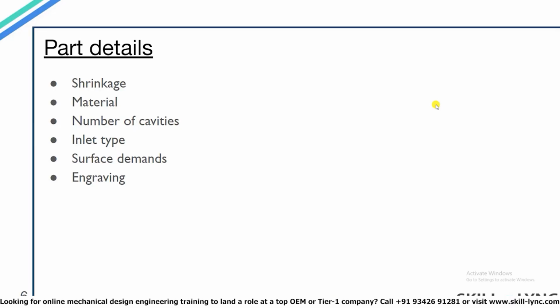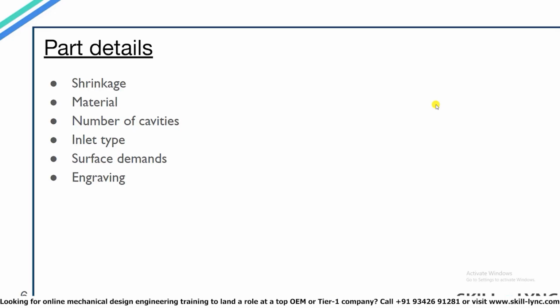And the next point is inlet type. There are different types of gates used, and depending on what types of gates you use, there may be some marks on the final products. So the customers are informed on what are the effects of using specific types of gates, and depending on the requirement, the gate type is selected. Types of gates will be covered in detail in a separate session.